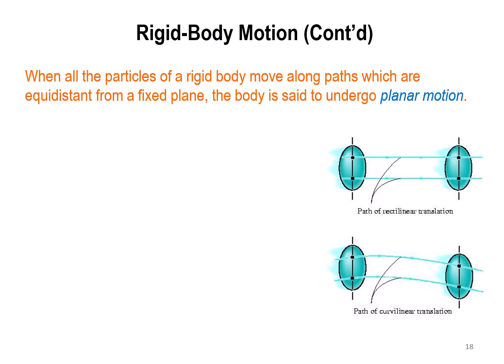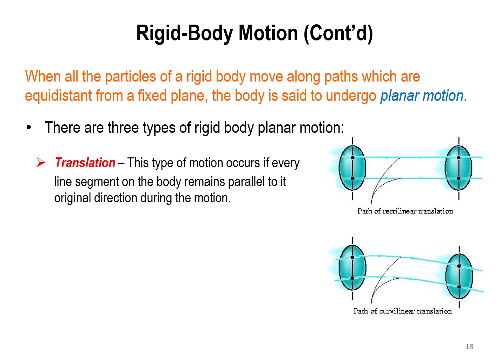So when all the particles in a rigid body move along paths that are equidistant from a fixed plane, the body is said to be undergoing planar motion. You can see that the particles always keep the same distance between the paths, and thus it is a planar motion. There are three types of rigid body planar motion.